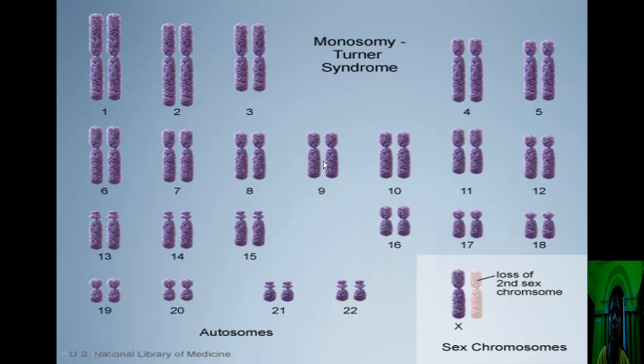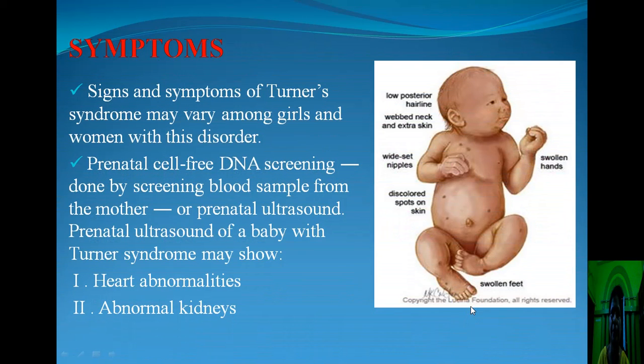Next come to the diagrammatic view of Turner syndrome. In this case, the female has 22 pairs of autosomes which are normal, but in the pair of sex chromosomes, only one X chromosome is present; the other X chromosome is lost. This condition creates Turner syndrome.